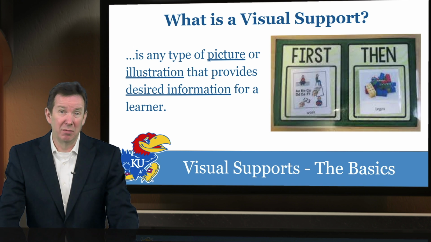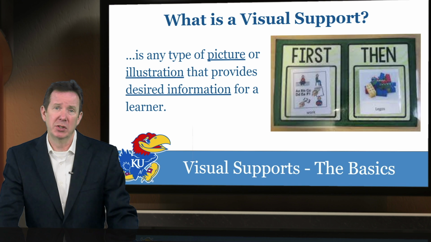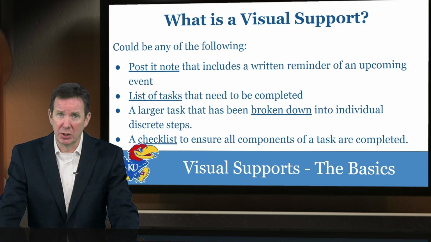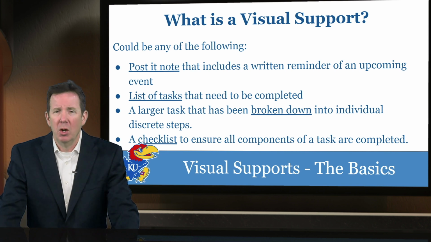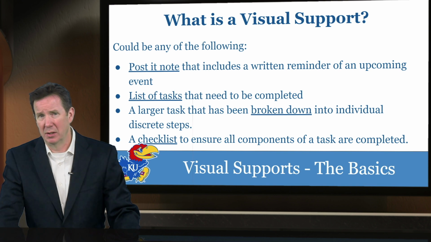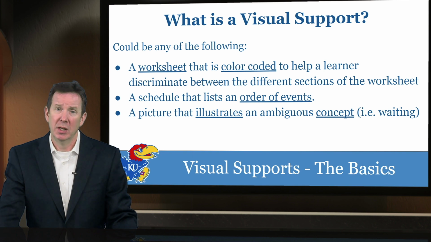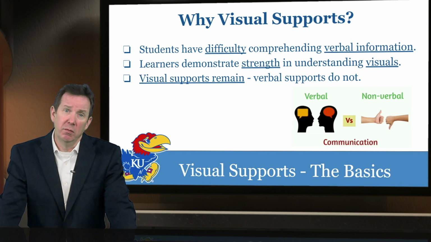So the word itself kind of defines it, and that is it's a picture, an illustration. It's going to help facilitate the understanding of what we're trying to practice and generalize into the real classroom when it comes to social skills. Now, what is the visual support in greater detail? It could be a post-it note, it could be a list of tasks, it could be a colored worksheet, it could be a variety of different resources that are visual in nature. Depending upon the need of the individual, depending upon the strengths of the individual, will define the visual support to be used.